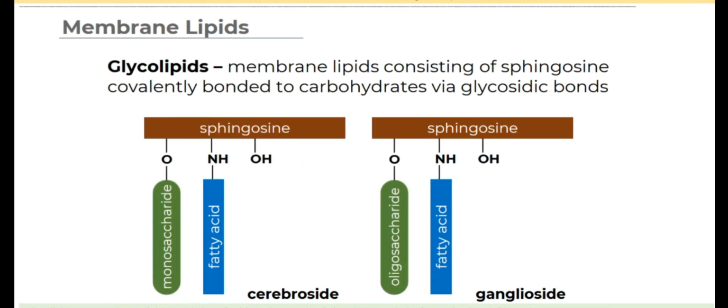Glycolipids are membrane lipids consisting of sphingosine covalently bonded to carbohydrates via glycosidic bonds.